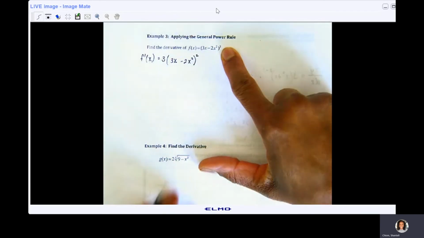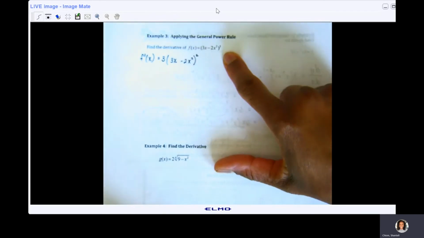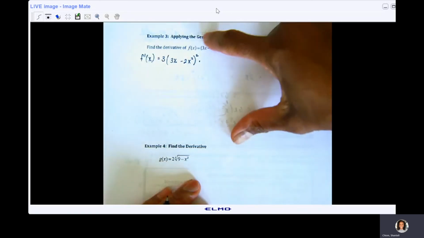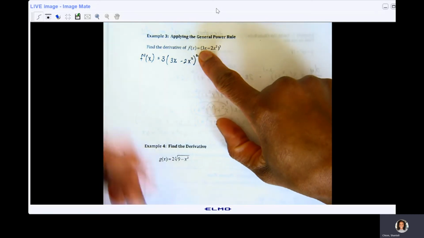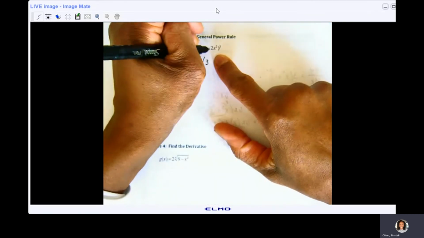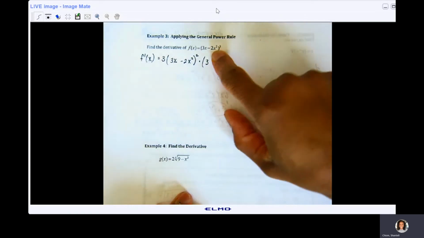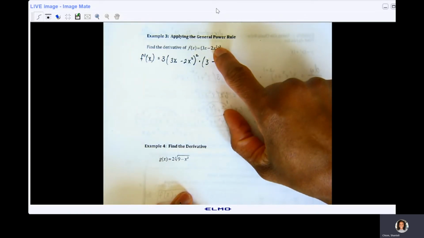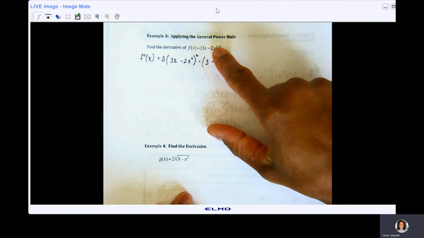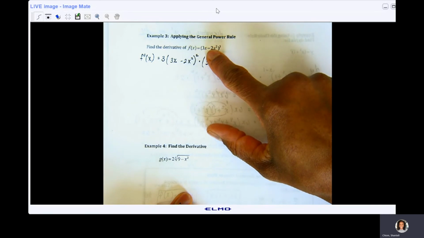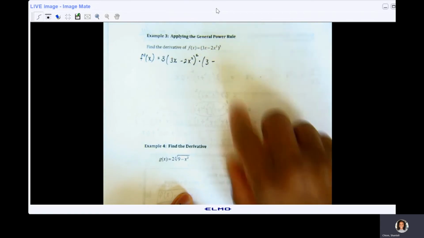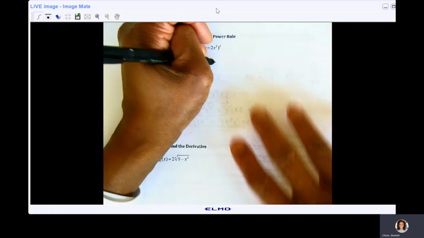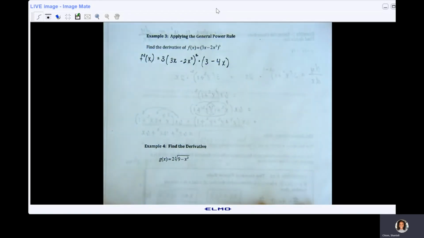And I would lower that exponent by 1. So 3 minus 1 is 2. Then I would say times the derivative of what's inside. So what's inside has 2 terms, so I take the derivative of the first term, which is just 3, and I say minus the derivative of the second term. The second term has a coefficient of 2 already, so I'm going to bring down the exponent of 2. It's going to multiply to the 2 that's already there, and then I'm going to lower the exponent by 1. So that becomes 4x. Okay?